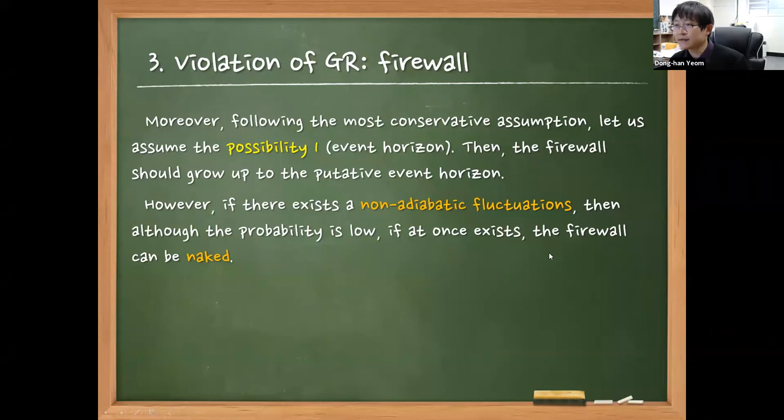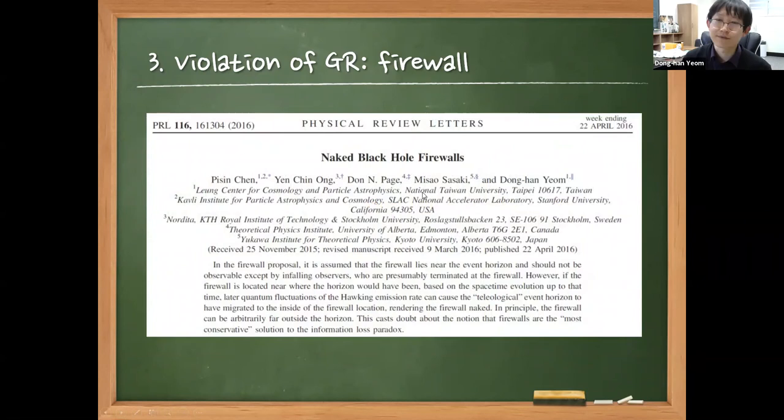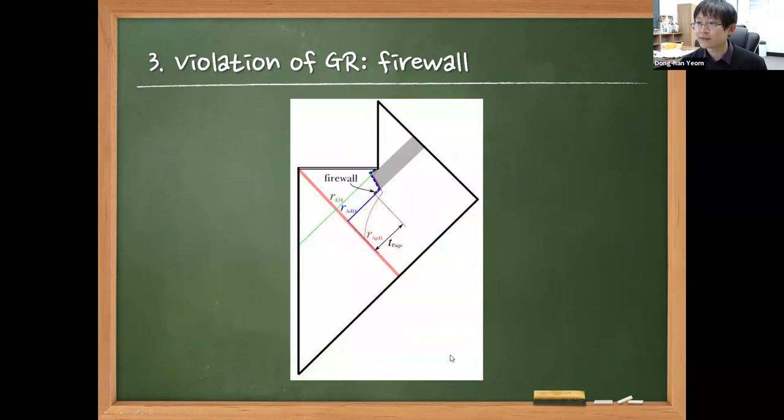I said firewall, and maybe it's a little bit difficult to accept, but the idea is very simple. Based on this paper, there's a collapsing matter, and this is the apparent horizon, and this is the so-called adiabatic horizon. If there is no non-adiabatic radiation, then the apparent horizon approaches the adiabatic horizon, and the adiabatic horizon becomes the event horizon. This is the putative event horizon. But if there is a non-adiabatic radiation, then this apparent horizon suddenly decreases to a small size. Therefore, the true event horizon is located way inside the putative event horizon. And then, we thought that after some time, the firewall grows up to the adiabatic event horizon. Therefore, the true event horizon is way inside the adiabatic event horizon.